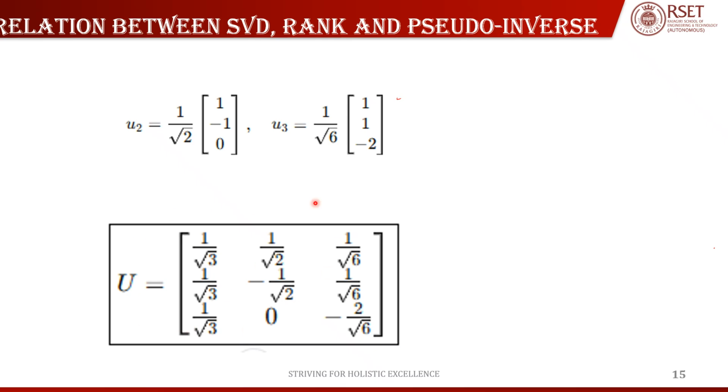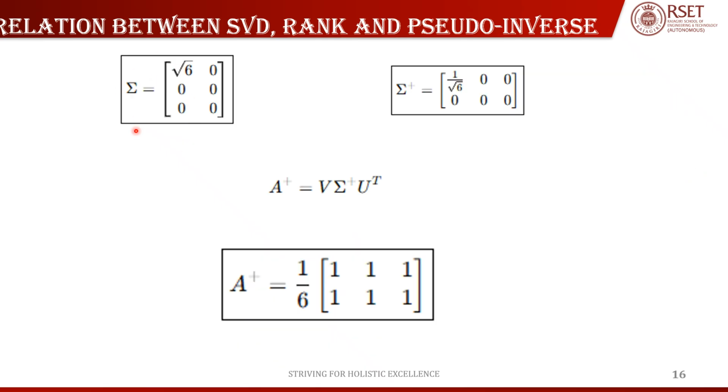Okay, now you have your U, you can just write the corresponding entries. So it was 1 by root 3, 1 by root 3, 1 by root 3. This is u1, and your u2 will be 1 by root 2, minus 1 by root 2, then 0. Your last column will be 1 by root 6, 1 by root 6, minus 2 by root 6. So you have your U now.